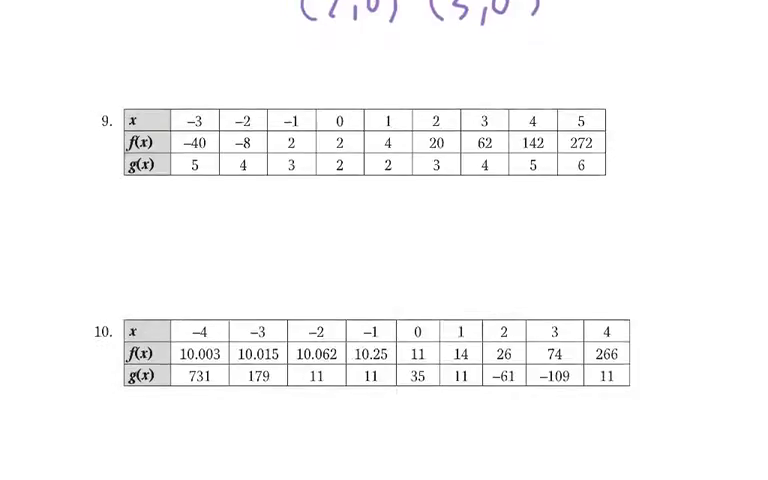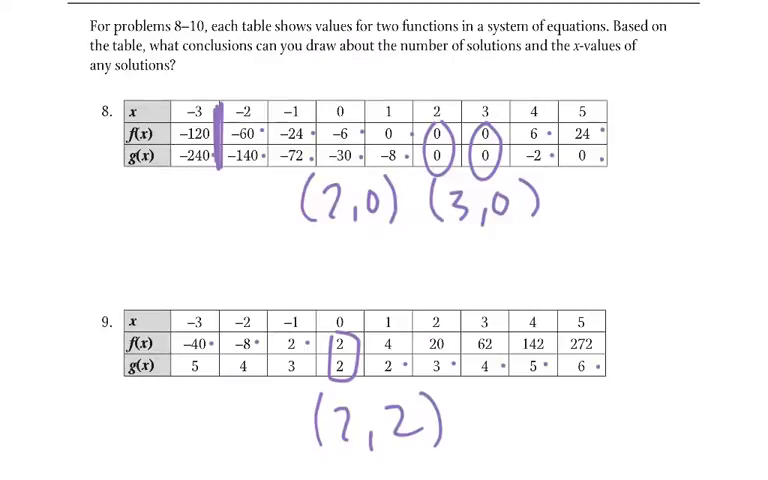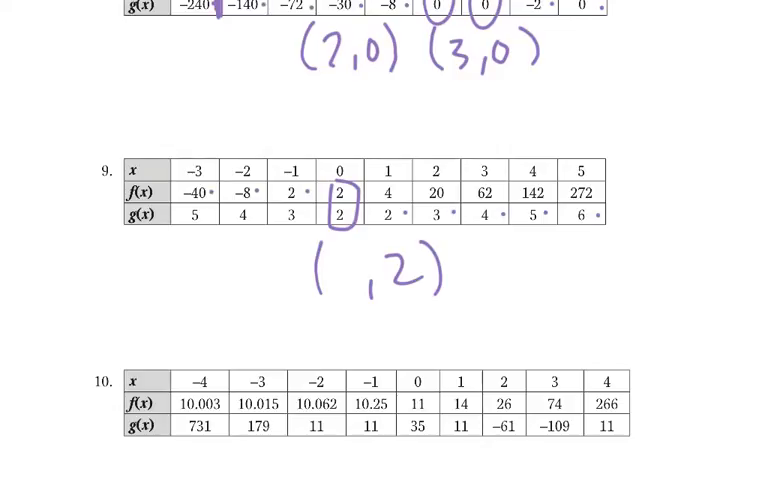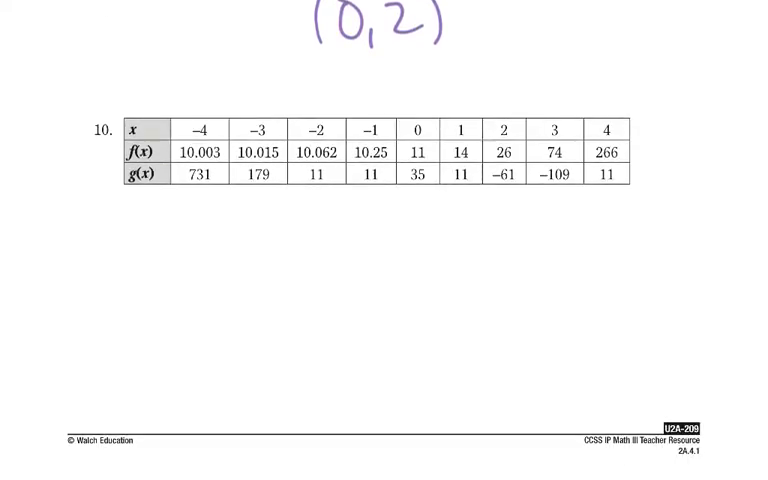So let's take a look at 9 and see if it does that. So notice this one's lower than g of x. F of x is lower, still lower. Now they're the same. Now this one's lower, lower, lower, lower, lower. So there's only one point where this one does it. So 2, 2. Okay. Alright. Oh, not 2, 2, 0, 2. Duh. I keep forgetting the x's. Not used to seeing tables like this.